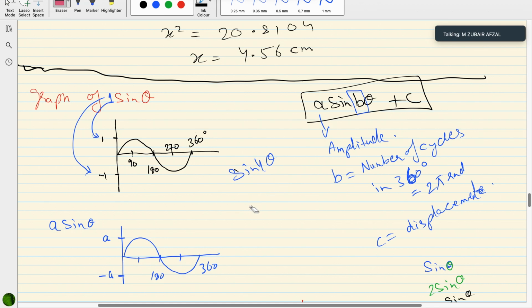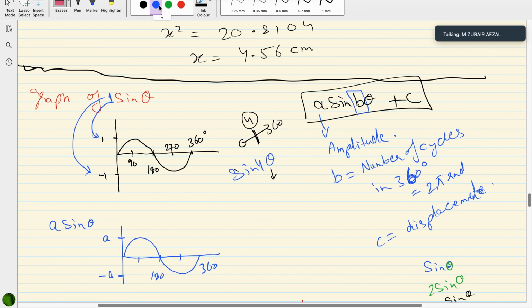But if the examiner tells you to draw the graph for 0 to 180 only, we know that from 0 through 360 there will be 4 cycles, and if we have to draw for 180, this is half of the domain, so there will be only 2 cycles, 1 and 2, and this is still the graph of sine 4 theta because we are drawing till 180. If we complete it till 360, we will see 4 cycles.